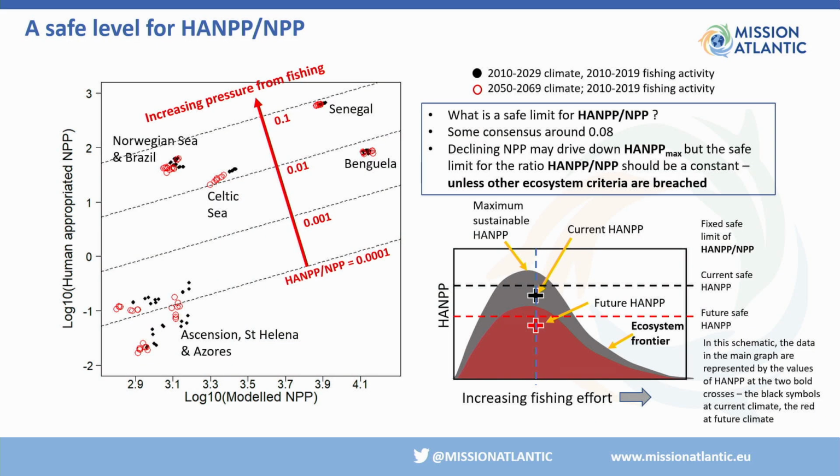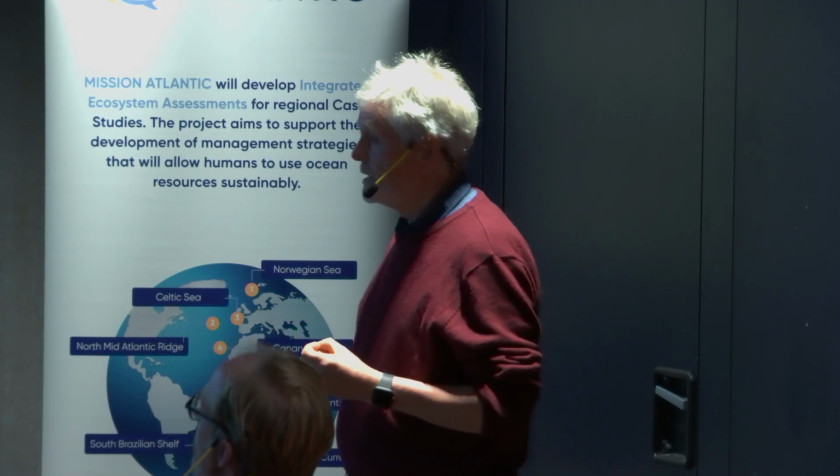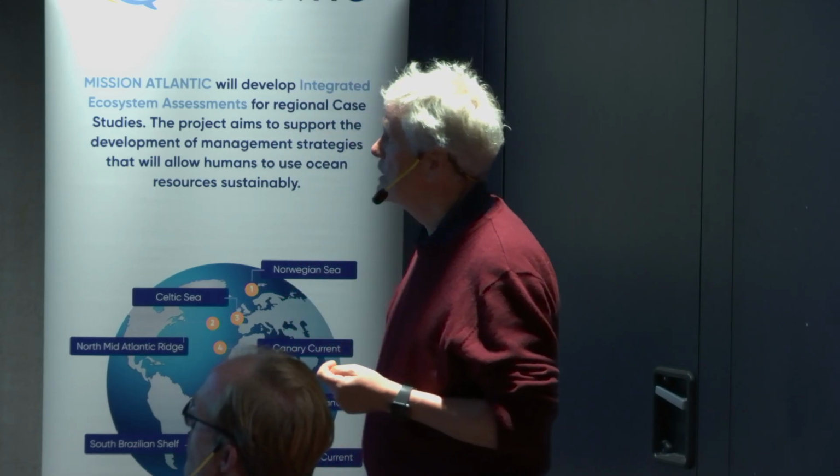So how's that all working? And what's the safe limit for this ratio? Well, there's some consensus in the planetary boundaries literature, which is mostly driven by terrestrial thinking. It's about 8%. And that's pretty consistent, actually, with the results that we find from marine systems.